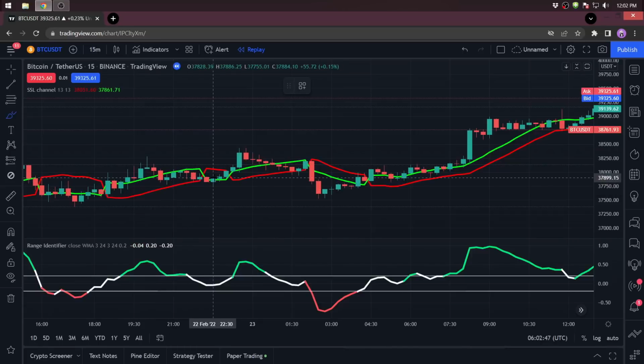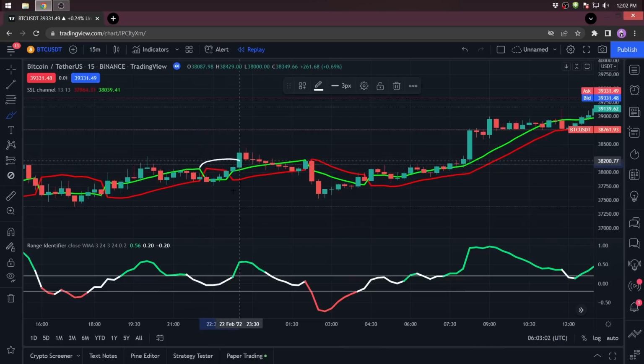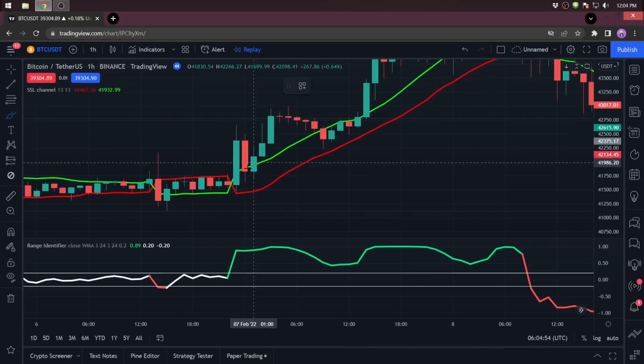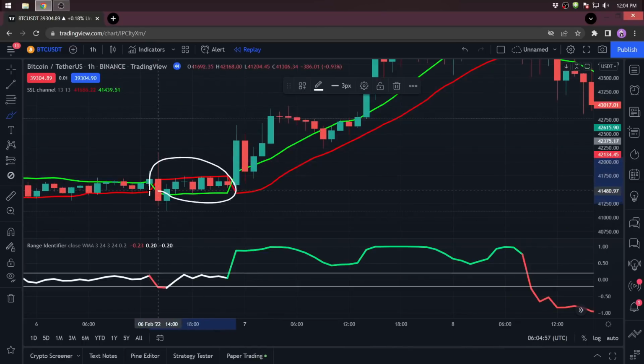And in this chart you can see the red color SSL line is successfully crossing up the green color SSL line, and the range identifier price stays inside the threshold zone, and this is another false signal. So let's go with another example of a false signal. In this chart you can see the green color SSL line is successfully crossing up the red color SSL line, but the range identifier price stays inside the threshold zone, so it counts as another false signal. And in this chart you can see another big false signal because the price stays inside the threshold zone.